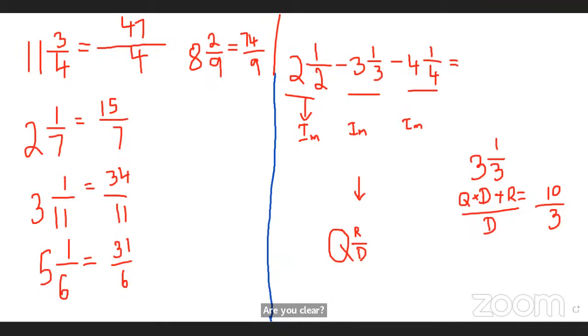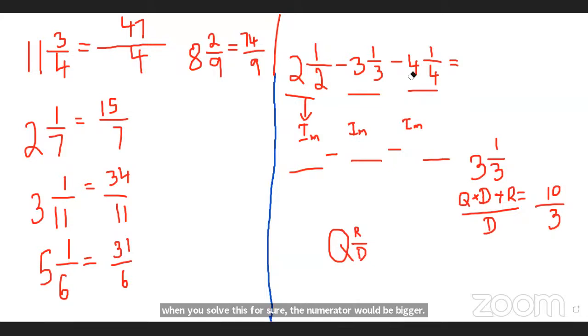The question I've given in mixed fraction, convert them into improper fraction, solve it. The final answer again convert into mixed fraction. If you keep solving, you will understand. The first step, convert the mixed fractions into improper fraction and keep it ready. When you solve this, for sure, the numerator would be bigger. So then you have to again convert it into mixed fraction.